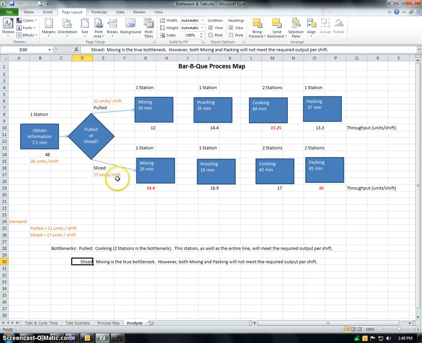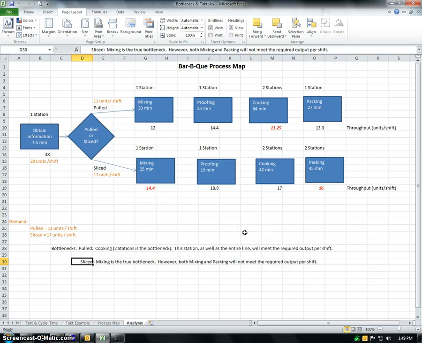On our sliced station, we need to produce 17 units per shift. And we see right away we've got a problem here at mixing. That's our true bottleneck, only can produce 14.4 units per shift, and we need 17 units per shift. So that's a bottleneck and actually prevents us from meeting customer demand. But we also see down here at packing 16 units per shift. Although it's not the true bottleneck, it also won't meet customer demand. So we can see that we've got 2 workstations that we've got to do some work with.